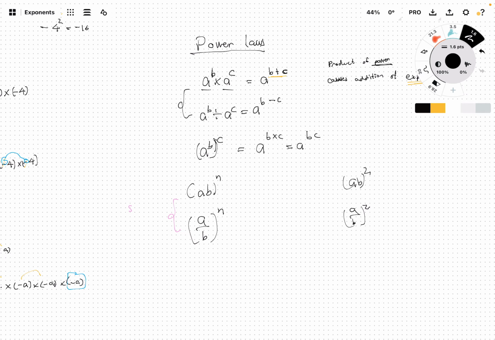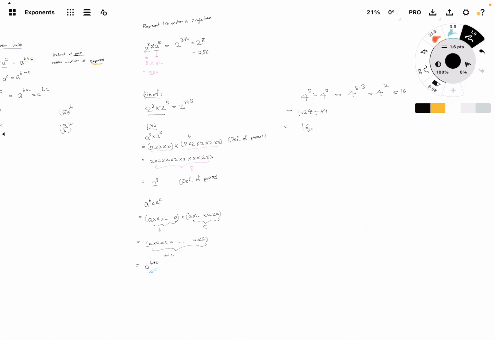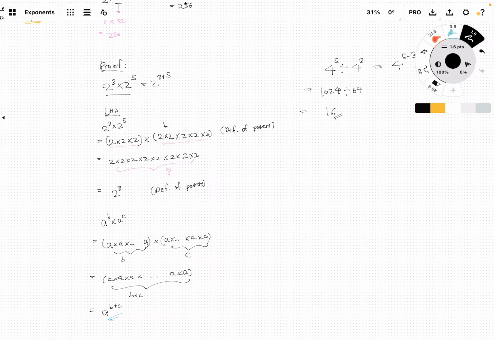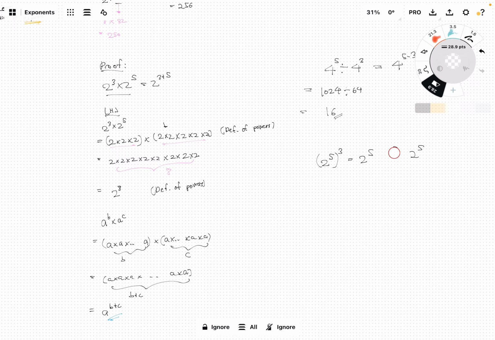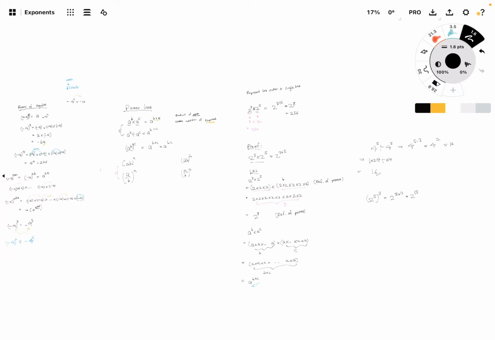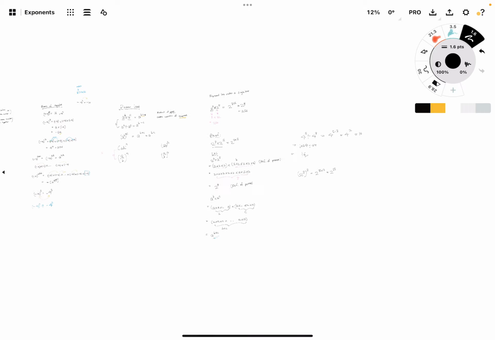Now this is very powerful because this is quite different. You could have 2 to the power of 5 cubed, and instead of having to do this like this, just immediately go, this is 2 to the power of 5 times 3, just 2 to the 15. It's a big shortcut.